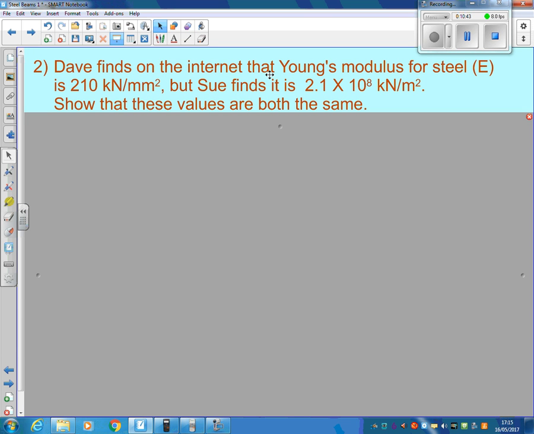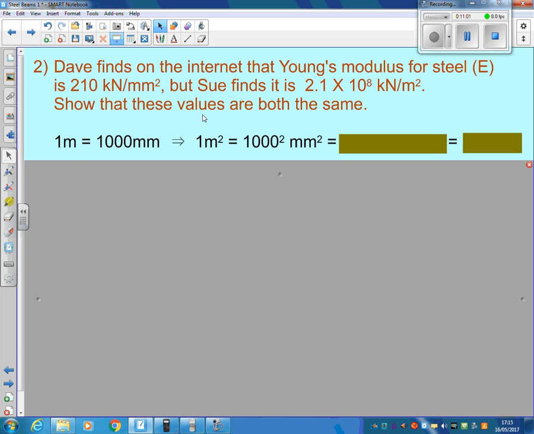Dave finds on the internet that Young's modulus for steel is 210 kilonewtons per millimeter squared, but Sue finds it's 2.1 times 10 to the 8 kilonewtons per meter squared. Show they're both the same. Okay, what do we know?